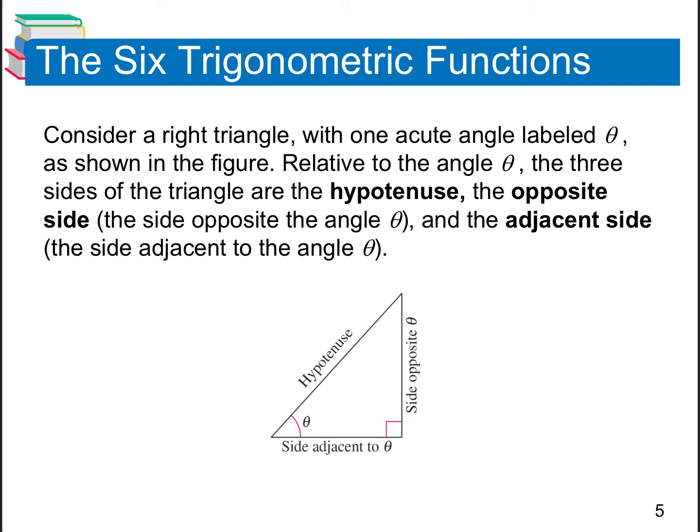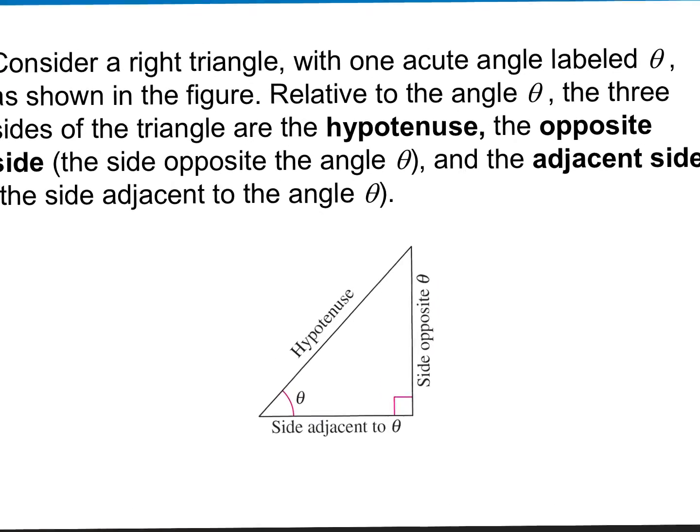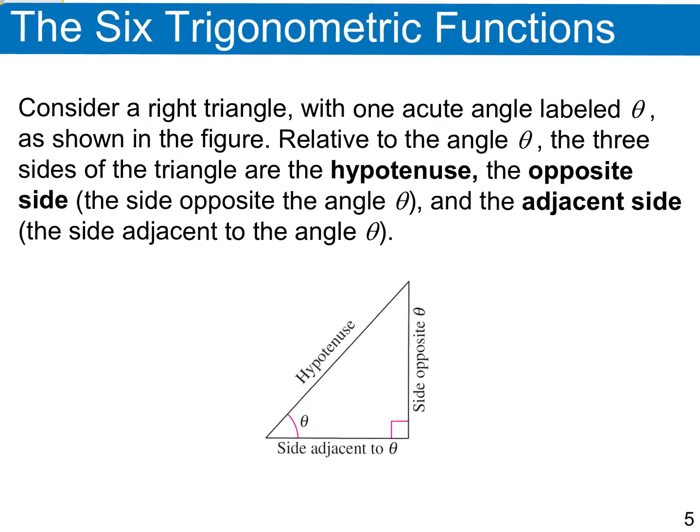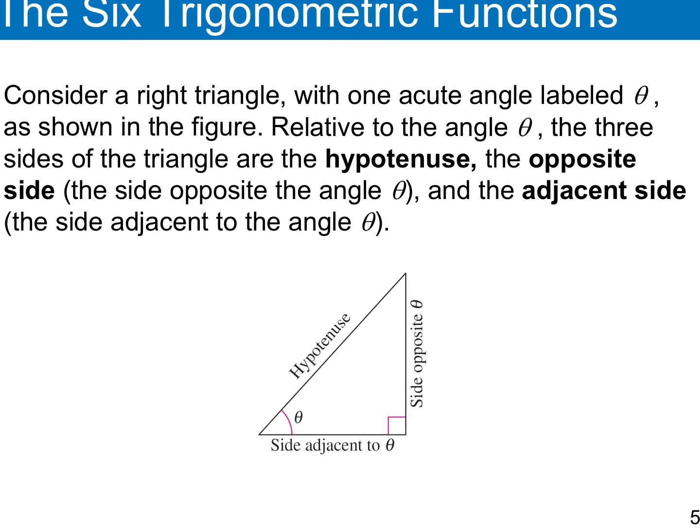All right, guys, right triangle trig. We're going to talk about our 6 trig functions: sine, cosine, tangent, cosecant, secant, cotangent. And we're going to solve problems and use those identities and those ratios when we're talking about right triangles.